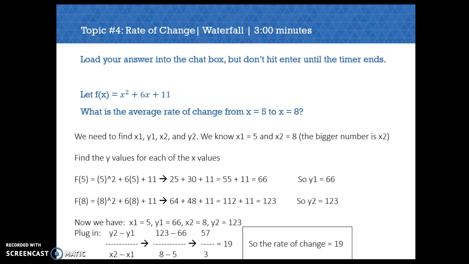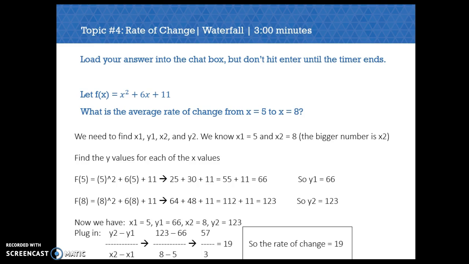All right, this one's a lot of work, but the correct answer is 19. The average rate of change is 19. We know that when we have average rate of change, we need to find x1, y1, x2, and y2. It gives us the two x values, x1 equals 5 and x2 equals 8, because remember that the bigger number is x2. So we then need to find the y values.